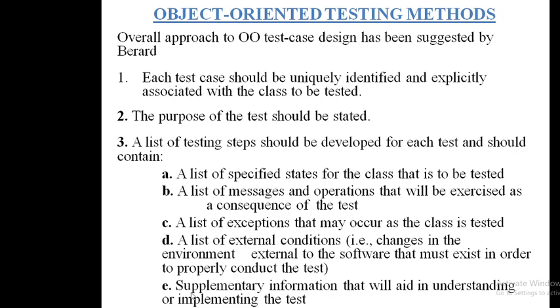That means we want to check the external conditions also. We first list out those external conditions and then test them. Including that, we want supplementary information that will aid in understanding or implementing the testing. We want to supplement some information also, through which we understand and implement the test. So these are the steps we need to follow when designing test cases for object oriented testing methods. Apart from this, we have some points for object oriented testing methods.